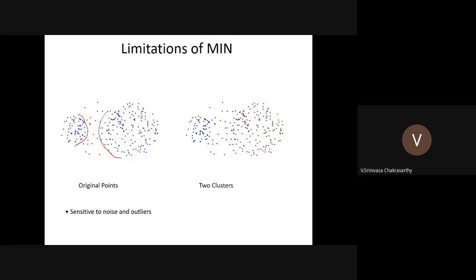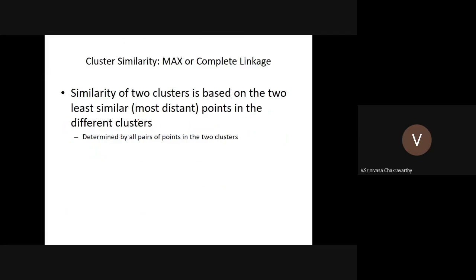So the next method is called max or complete linkage. And so here the distance between two clusters is taken to be the distance between the farthest pair of points in the two clusters. So determined by all the right. So again, let's take the same simple data set of 6 points, right? And the proximity matrix or the distance matrix is given.